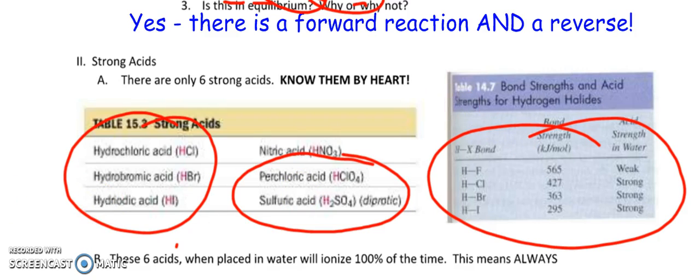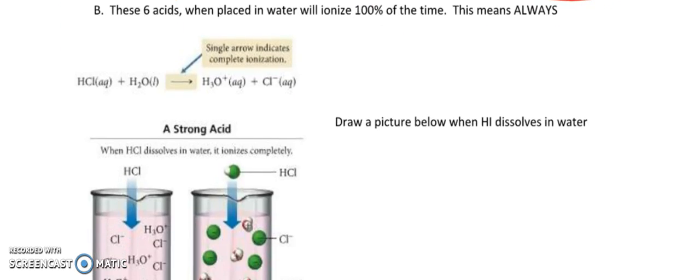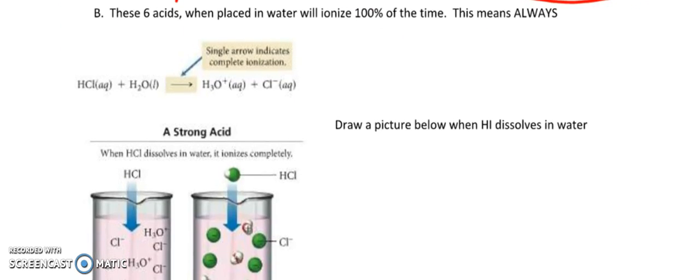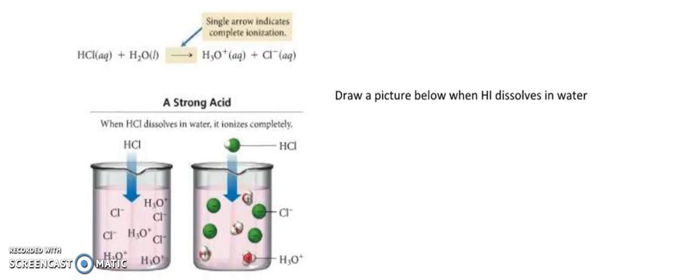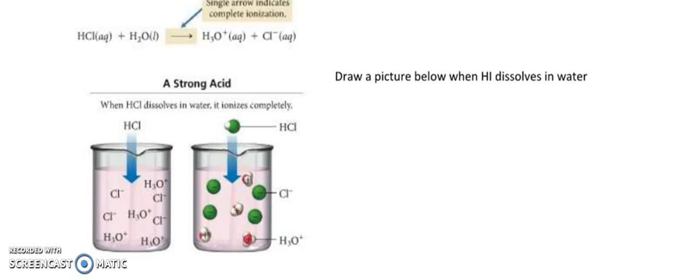So over here it says these 6 acids when placed in water will ionize 100% of the time, and once again this means always. Here is the example of HCl plus water. Notice again the single arrow making the hydronium ion and the conjugate base chloride. So when you put a strong acid in water, look what you have. Here's your initial, or beginning if you want the B, and you have HCl. But what happens when it hits the water? What's in the beaker now? You have H3O+ and you have Cl-. 100% of what goes in splits up.